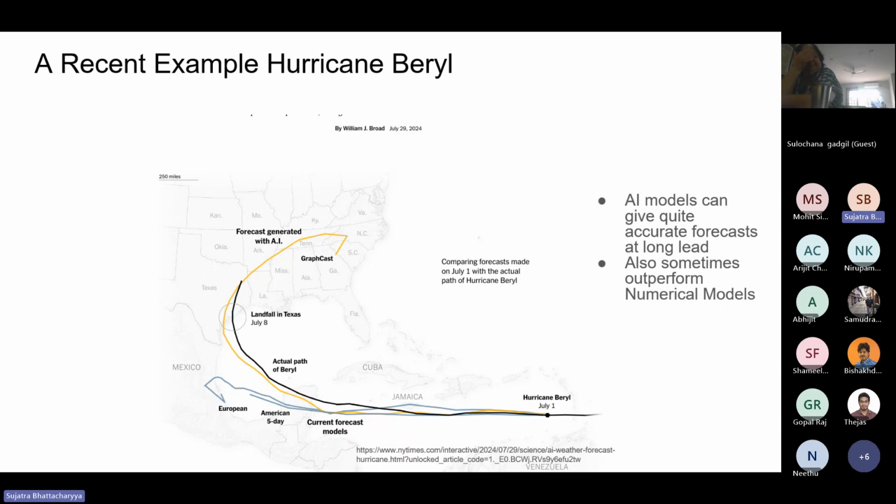Yes, these are the examples. GraphCast is purely deterministic. Okay. And as I said, the spread in GraphCast would be very low.